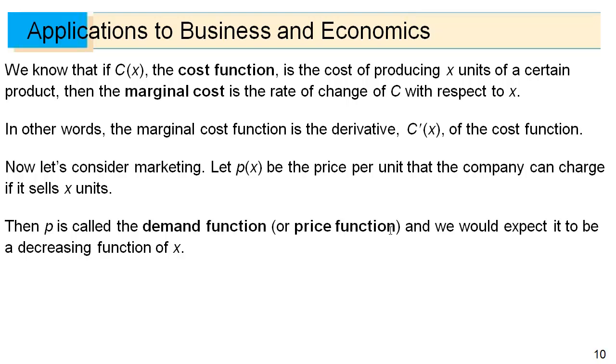and therefore the marginal cost function is in fact the derivative of the cost function. Same thing with the function p(x) being the price per unit that the company can charge if it sells x units. Then p is called the demand function or the price function, and we would expect it to be a decreasing function of x, just because of the way price and how many units it sells are related.